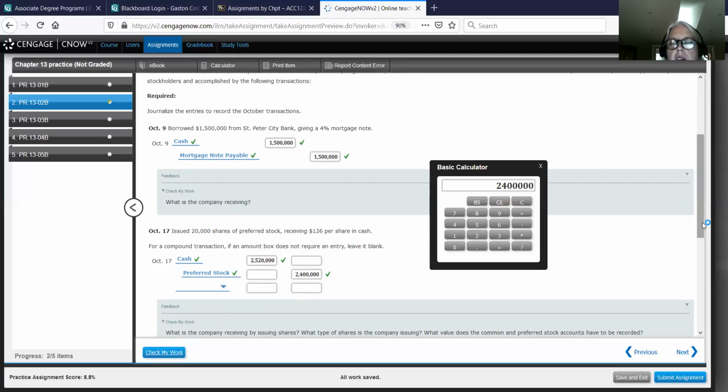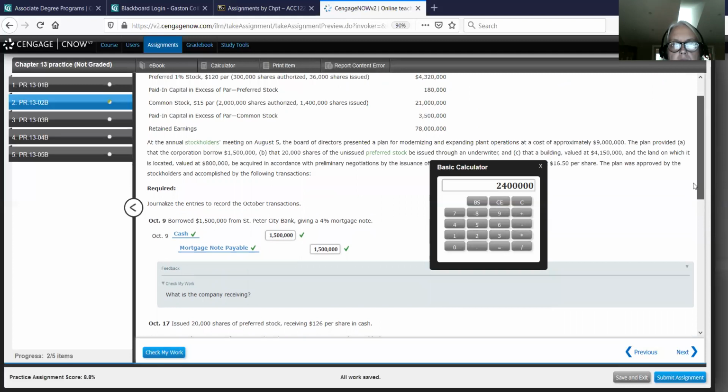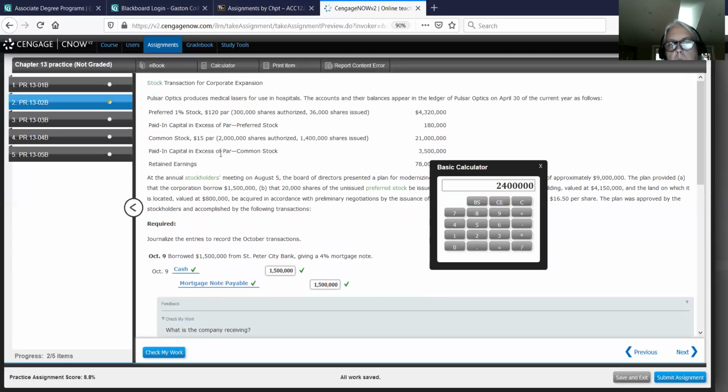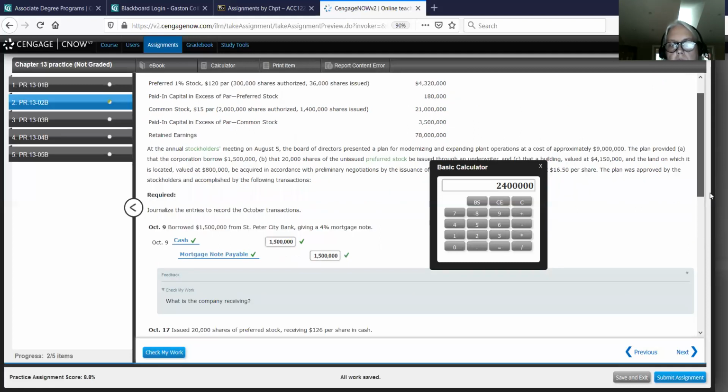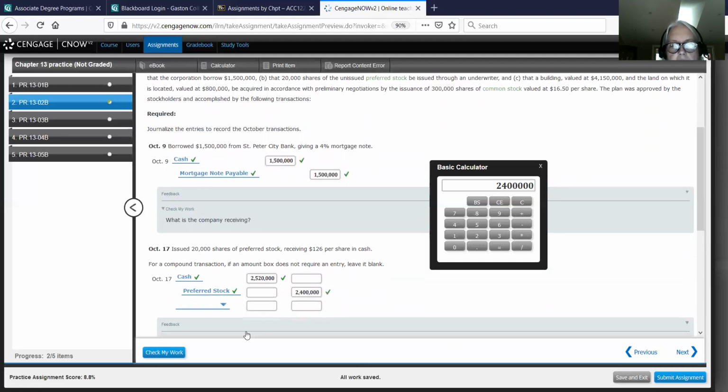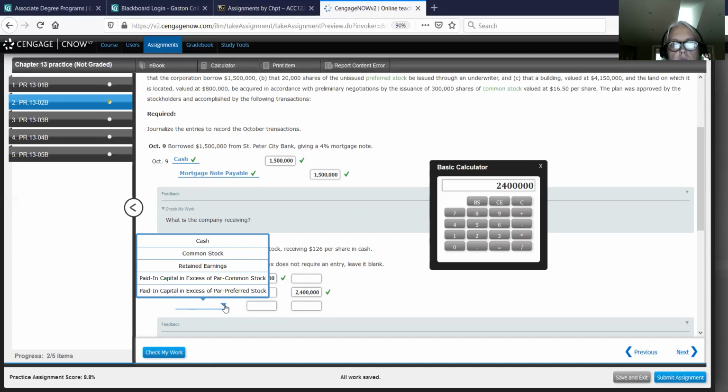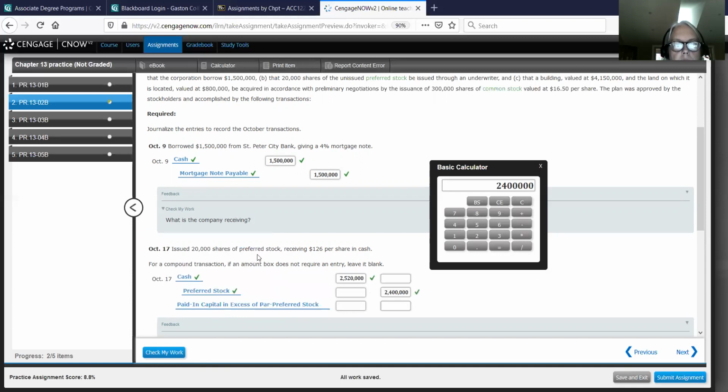because we sold the stock for $126 per share. That was above the par value. The par value is $120 per share. So that $6 difference is an addition to our paid-in capital. And so one way that you can do this is you could go ahead and credit the paid-in capital in excess of par value. Make sure you click on preferred stock because we're issuing preferred stock here. And that's the paid-in capital account.